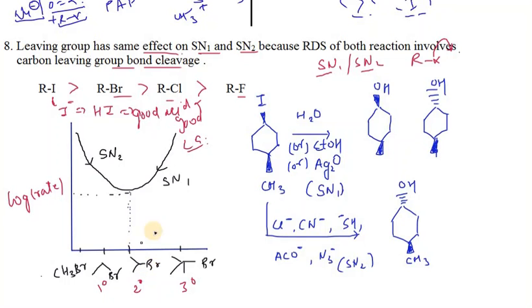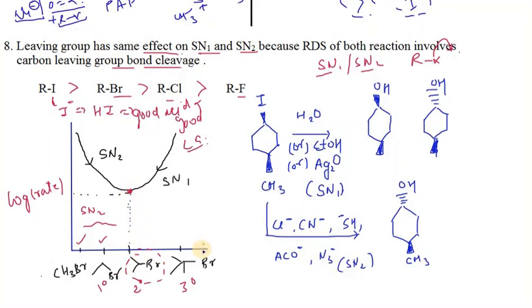So if we have methyl bromide, a 1 degree bromide, then it will surely be SN2. Here it will be the SN2 mechanism. But if we talk about a 2 degree alkyl halide, there could be SN1 or SN2. Okay, let's leave this for now.